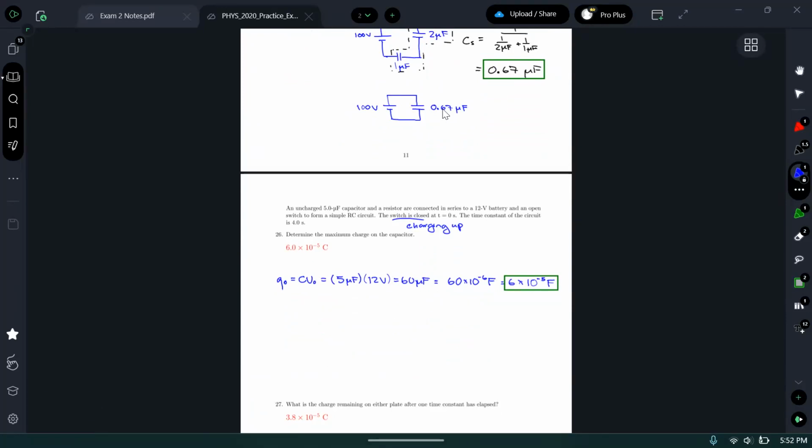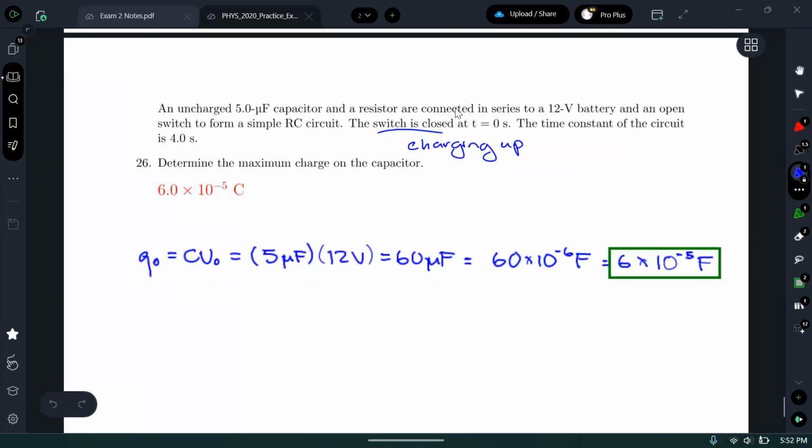Okay, so for 26, we have an uncharged capacitor. So I would highlight uncharged because we saw that it's a slightly different set of equations depending on whether we're talking about a capacitor that's charging up versus discharging. So this would be the case where the capacitor is going to charge up. It's uncharged right now. I'm given the capacitance, and I'm given the value of the battery. That would be in the context of RC circuits V0. I'm told about a resistor, but I am not told its value.